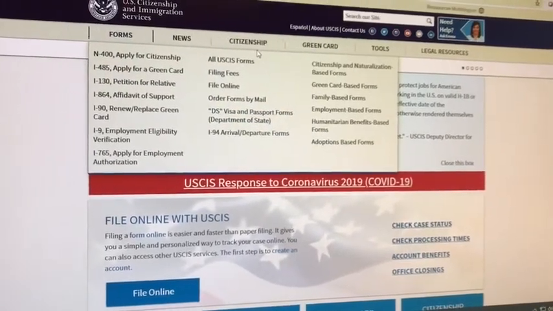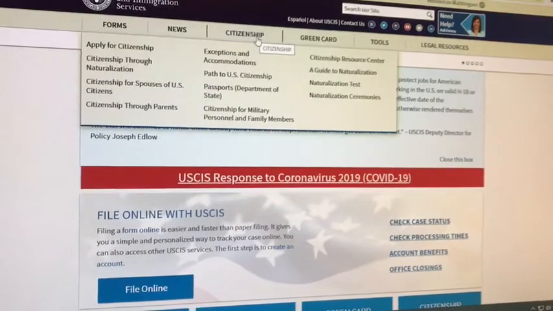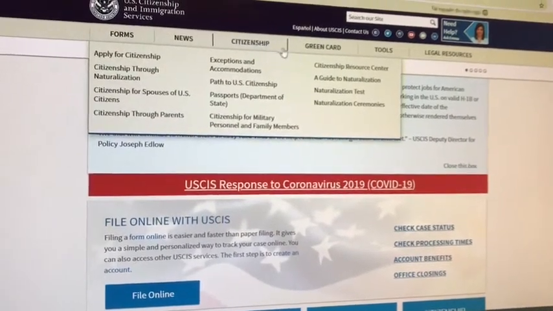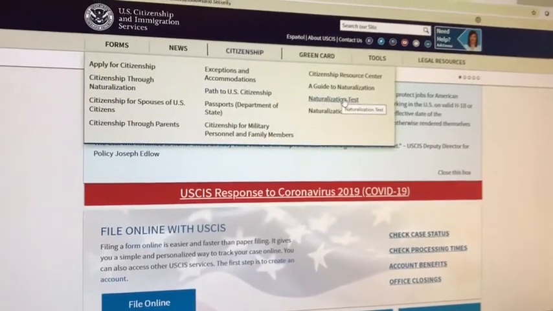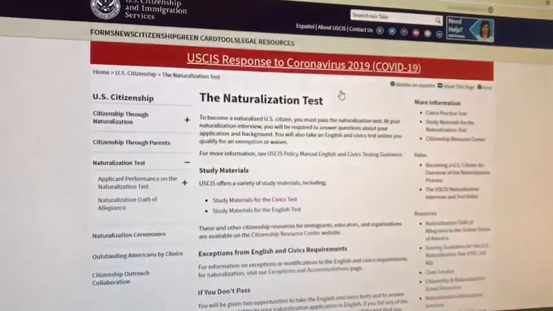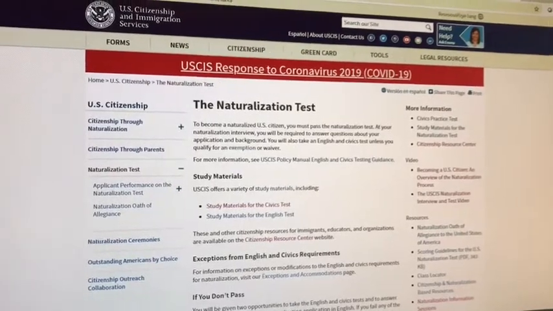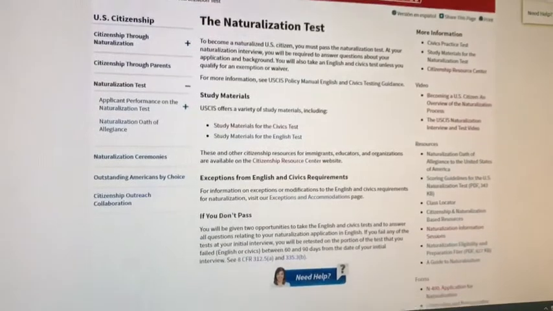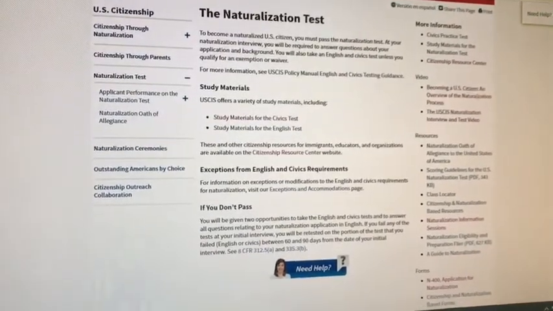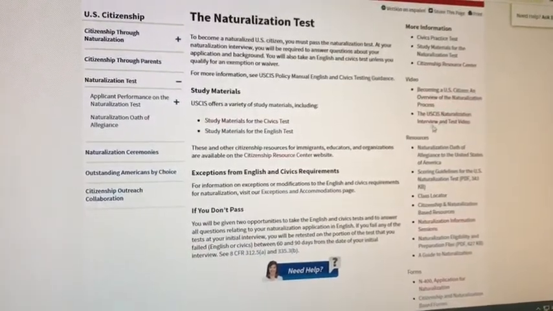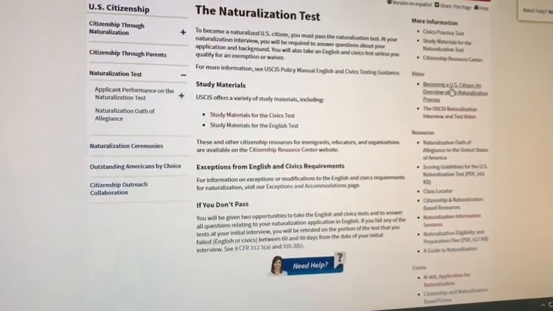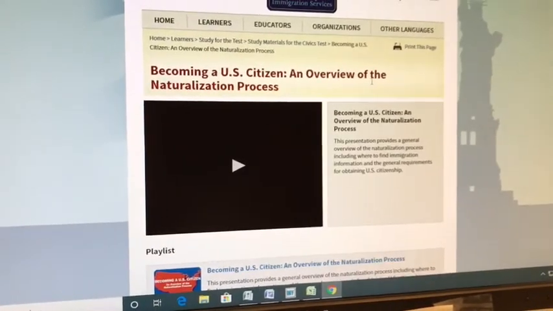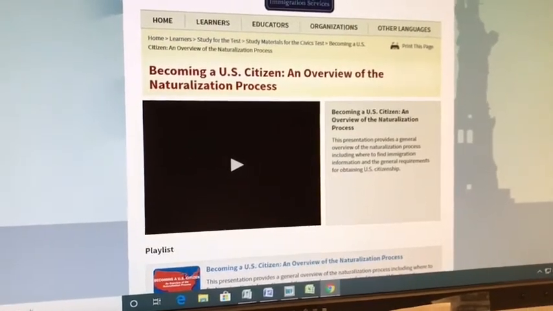The second thing that we're going to look at, though, is the tab under Citizenship. One of the things that I recently discovered under Citizenship is if we go over to the naturalization test, you will find some basic questions and answers for the naturalization test. But there's also a section over here called video. Under this video, you will be able to have the naturalization process explained to you.